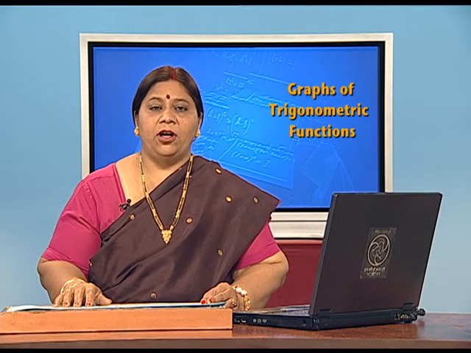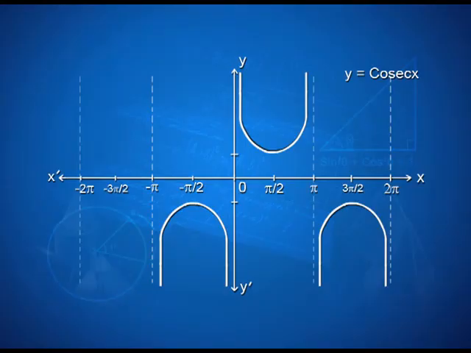Now, we will draw the graph of the function y is equal to cosec x. You can see the graph of the function y is equal to cosec x on your screen. X dash O X is the x axis. Similarly, Y O Y dash being the y axis, we can draw the graph of the curve y is equal to cosec x between 0 and pi in this manner, and between origin and minus pi in this manner, and between pi and 2 pi again as the mirror image of the graph between origin and minus pi.